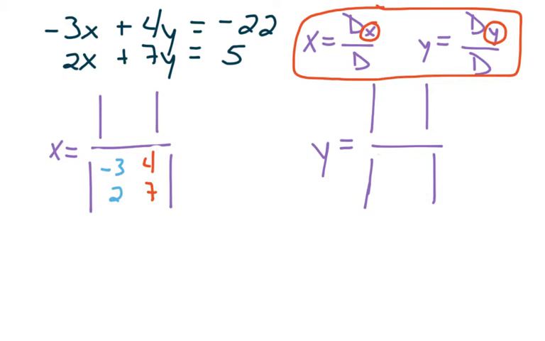In my other matrix, they're going to be exactly the same on the bottom: -3 and 2, 4 and 7. So that's why we don't have to do that matrix twice, finding that determinant, because it'll be the same value either time.